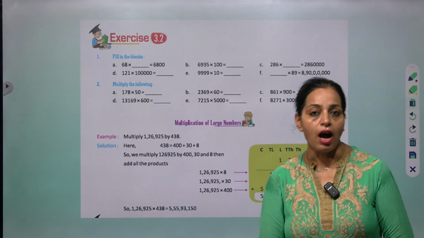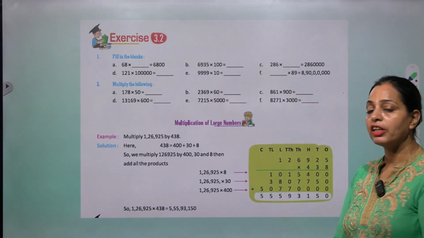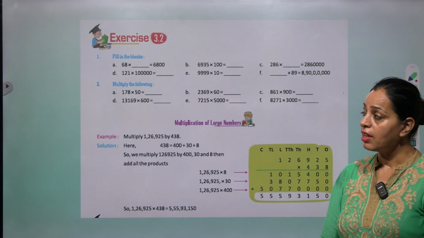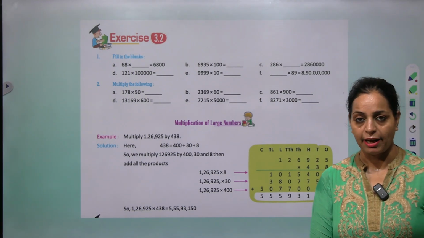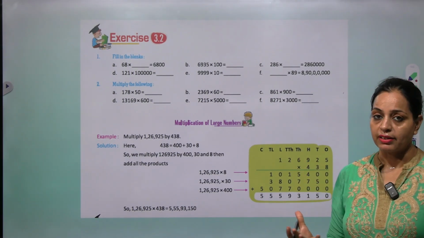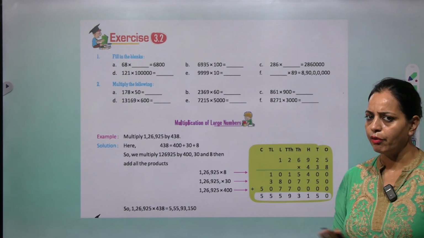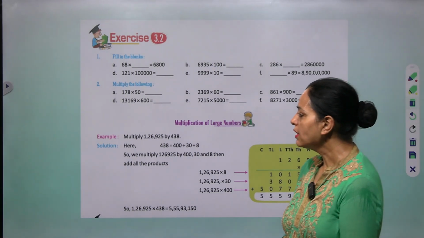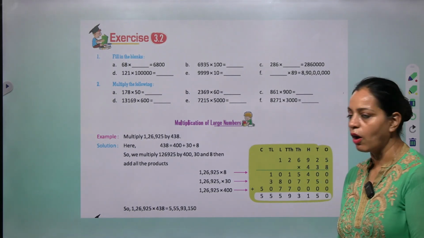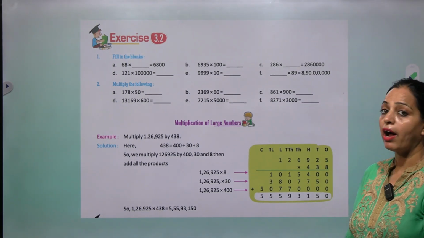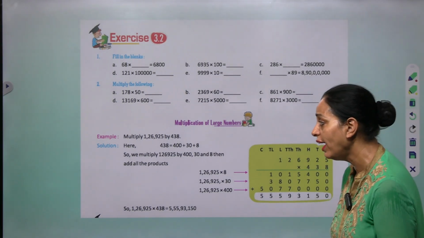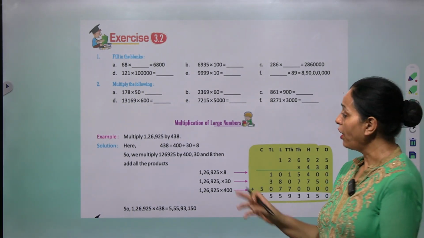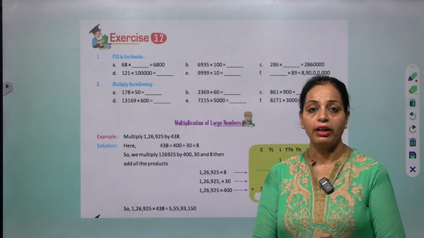Okay. Now we are coming to multiplication of large numbers. अभी तो हमने small numbers किए, अब हम big numbers की बात करेंगे. So it's very easy, interesting, no need to worry. So see example, multiply 1,26,925 by 438. So here we have to multiply by 438.